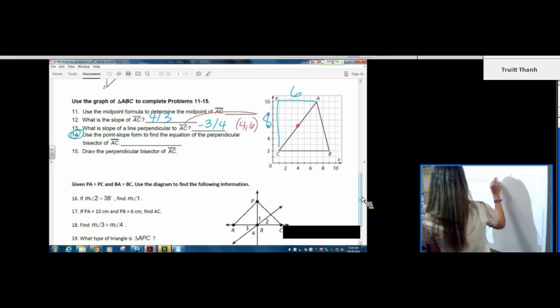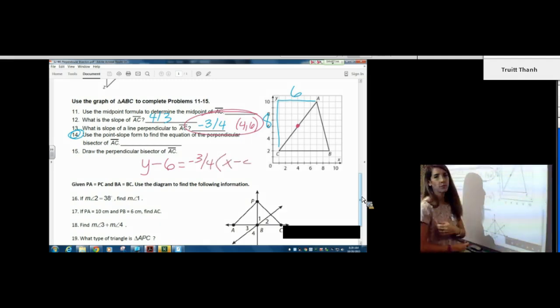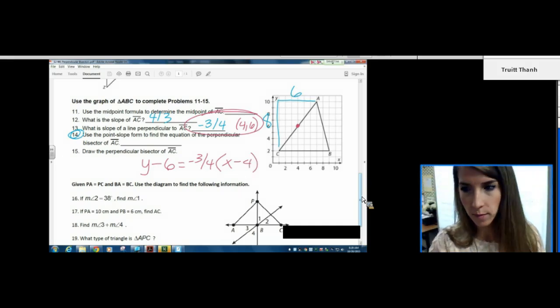So I have a point and I have a slope. Here we go. This will help you for your quiz today. Y minus y1 equals m times x minus x1. So that is point slope form. You don't have to memorize it. You get a formula chart.